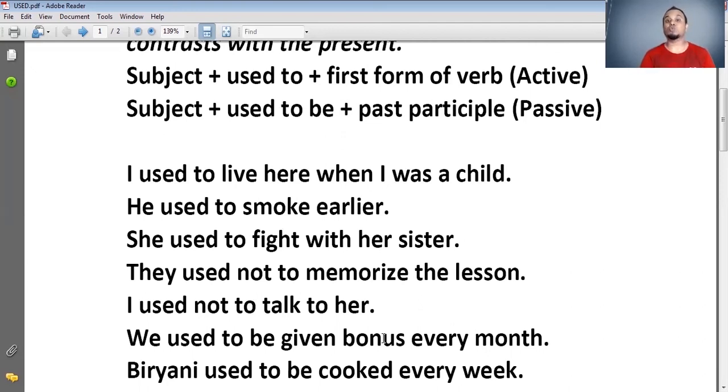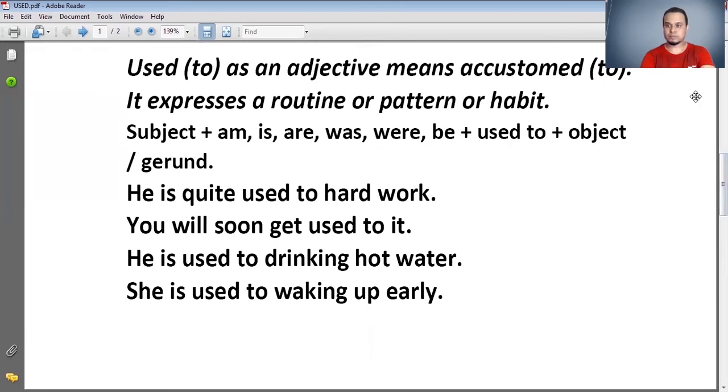Now we will learn when we use used to as an adjective, what does it mean and what's its rule. Used to as an adjective means accustomed to, to be habituated to something. It expresses a routine or pattern or habit. Now we will have a look at the rules.